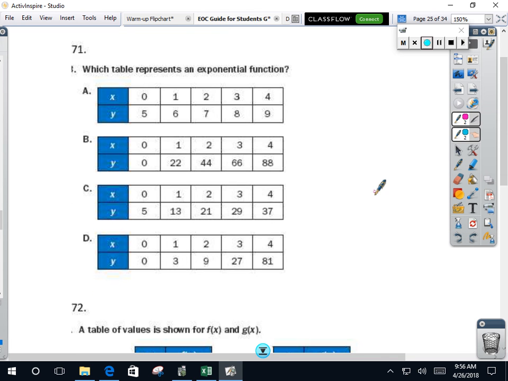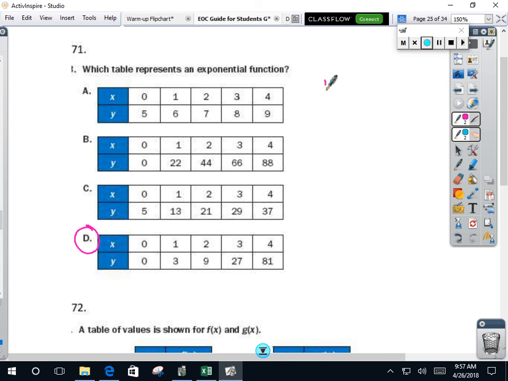Which table represents an exponential function? Okay, D is correct. What do A, B, and C all represent? Linear. Because in A, B, and C, look, plus 1, plus 1, plus 1, plus 1. It's adding the same thing every time, which would make a line.